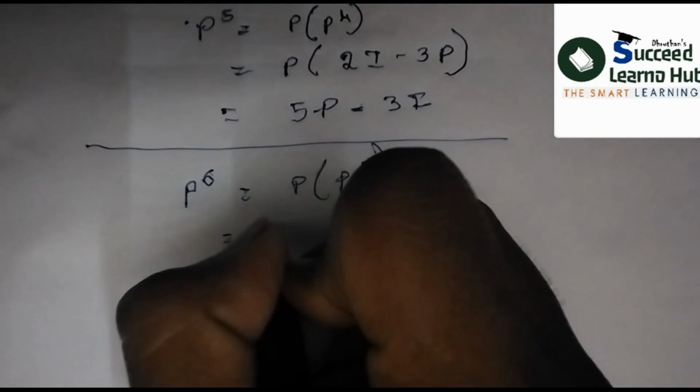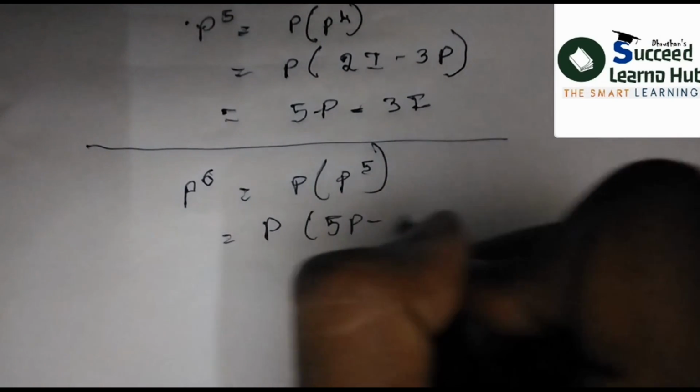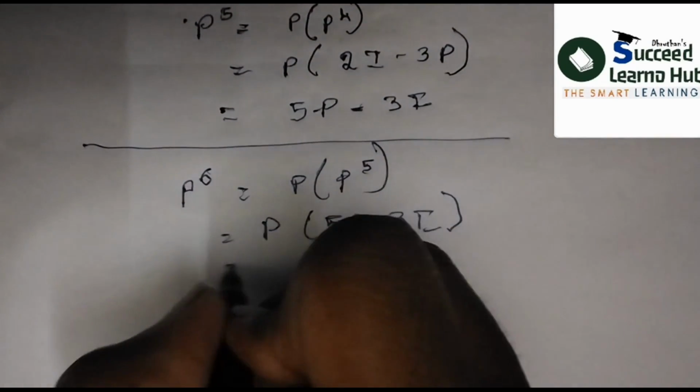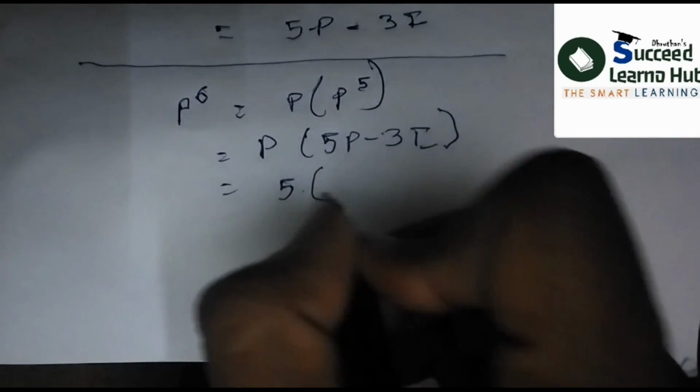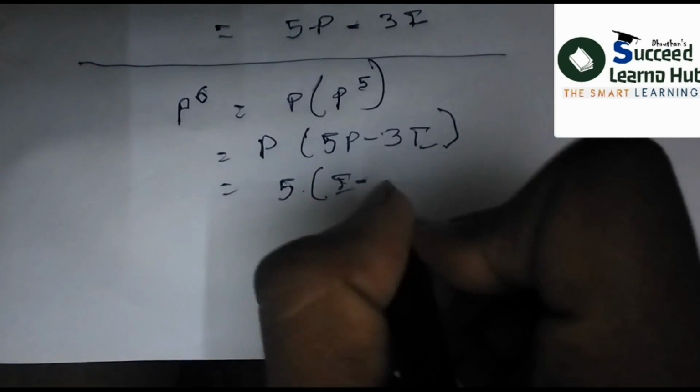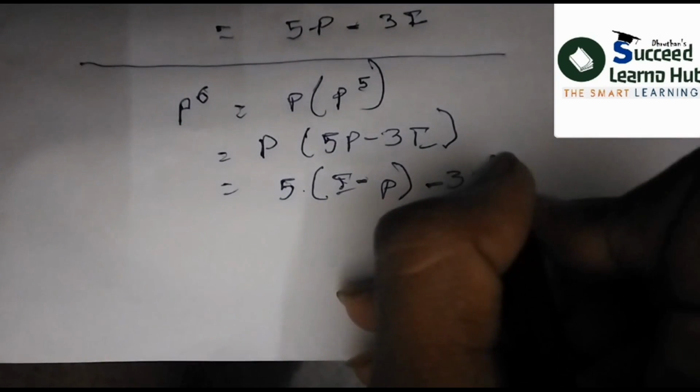Next, let us find P to the power of 6. It is equal to P into P to the power of 5, which is equal to P into (5P minus 3I), which comes out to be equal to 5 into (I minus P) minus 3P, by the algebraic substitution, which is equal to 5I minus 8P. P to the power of 6 is equal to 5I minus 8P.